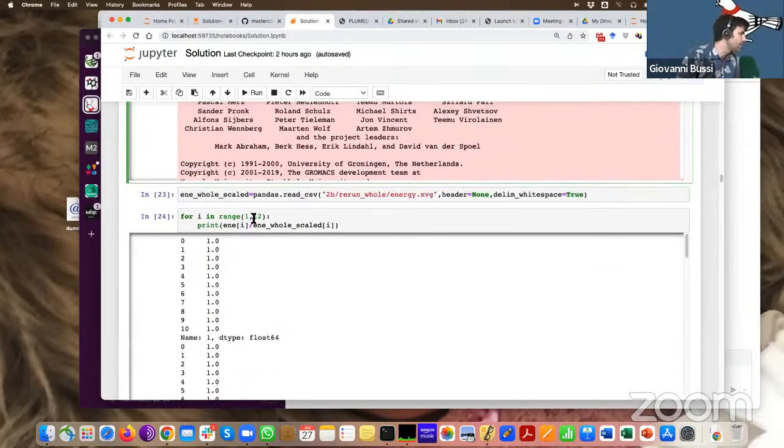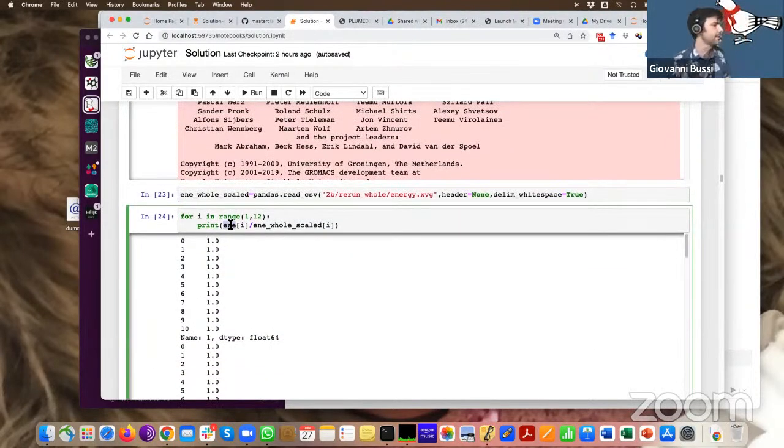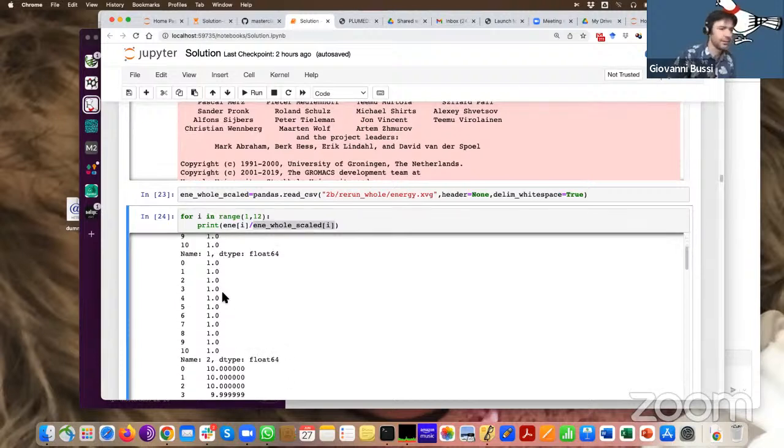And then here I'm showing the energy. So for all the 12 columns, except for the first one, which is time, for all the columns in the input file, I'm showing the ratio between the energy not scaled and the energy scaled. So if I remember correctly, here I have bonds, angles. They are not scaled by my script, so that's expected to be a factor 1.